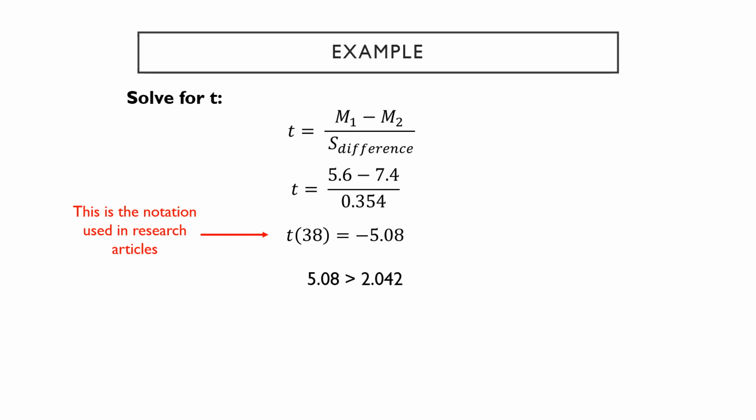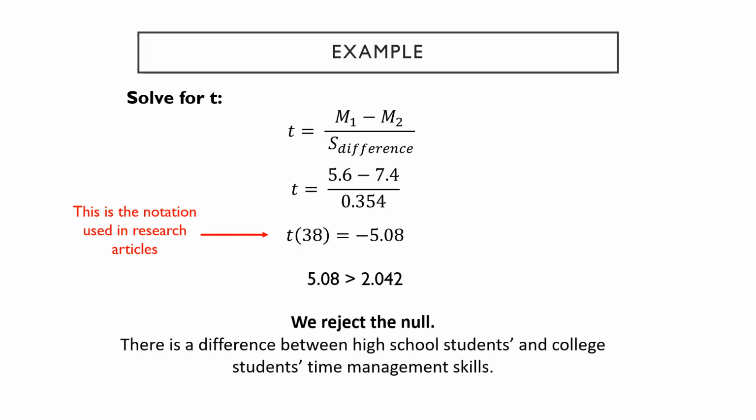Next, remember that we always look at the absolute value of the result. So comparing that to the critical value, 5.08 is greater than 2.042. So we reject the null. There is a difference between high school students and college students' time management skills.